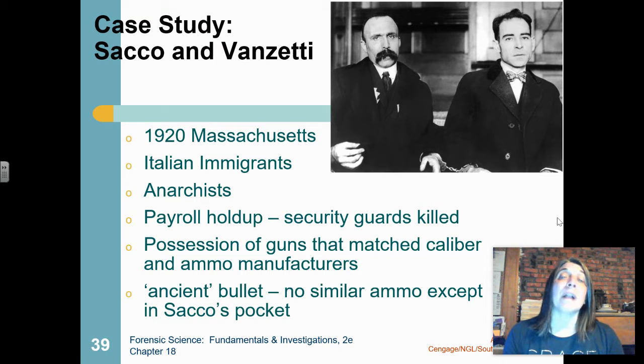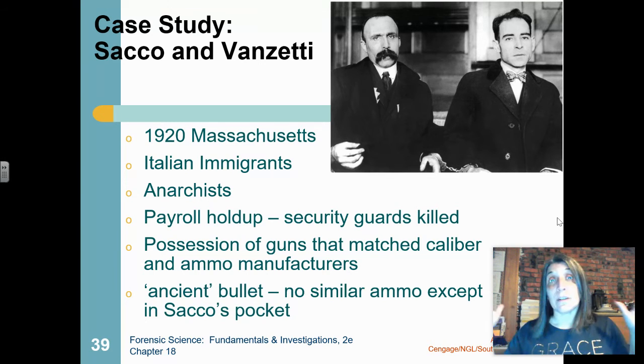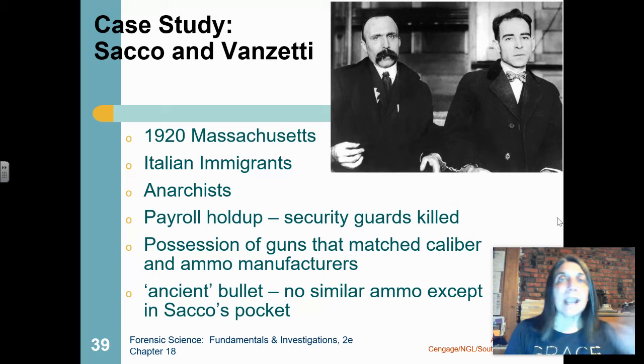They were kind of hated because they were also anarchists, which is basically people who believe there should literally be no government. Everybody should just kind of do their own thing. So they were very anti-government protesters, and they were involved in a lot of these underground, or not underground, but movements, anti-government movements. So they basically were involved in a payroll holdup, kind of think of like an armored truck kind of thing. But this was 100 years ago, and the security guards that were moving the money were killed.